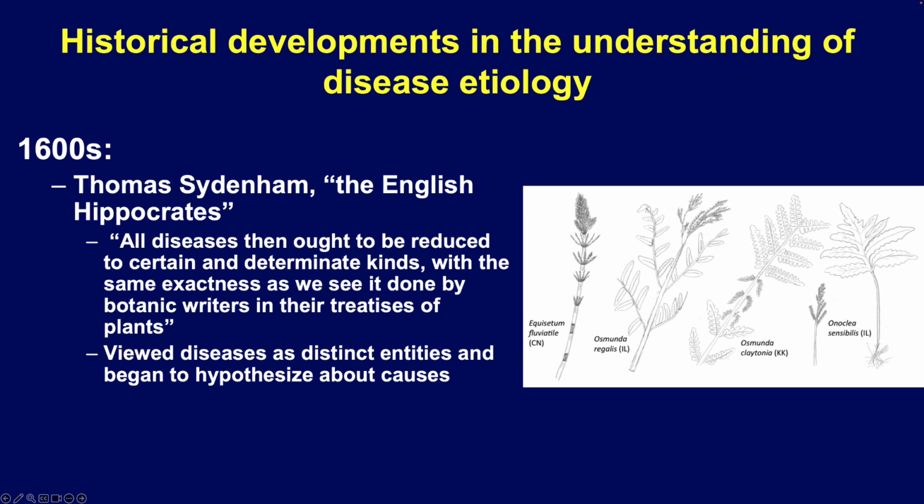In the 1600s, Thomas Sydenham argued that all diseases ought to be reduced to certain and determinate kinds, similar to the way that botanists would do with their treatises of plants. Many of you have probably seen these detailed drawings of plant species that really help differentiate one species from another. Sydenham thought that the same should be true for different diseases, that diseases would be distinct from one another. This notion spurred thinking about how distinct diseases might also have distinct causes. So this was an important conceptual development.